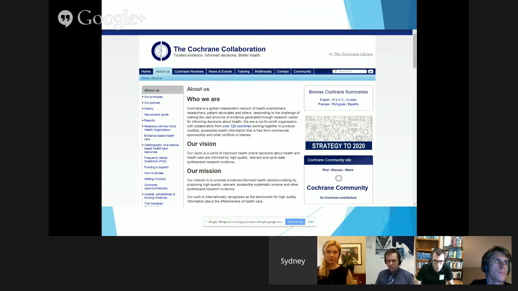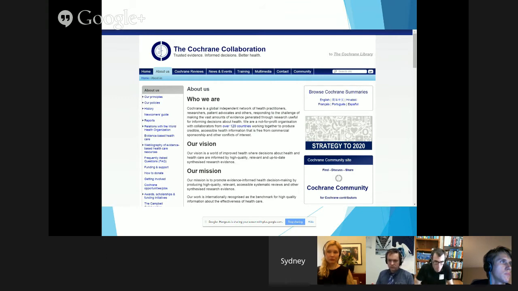Now, on the Cochrane side, they also noticed that Wikipedia was using the Cochrane Reviews quite frequently. So they also became interested in thinking about Wikipedia as a place to disseminate the results of their research. And so if I could just tell you a little bit about Cochrane itself.